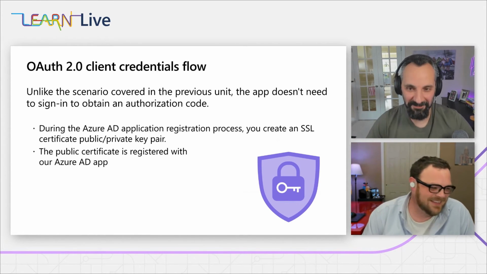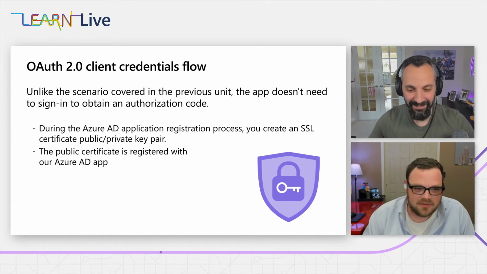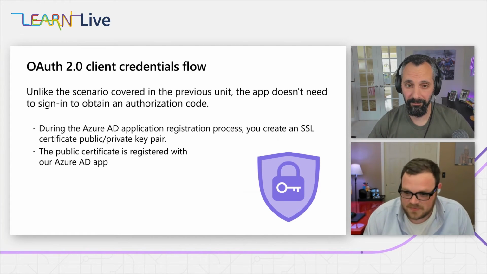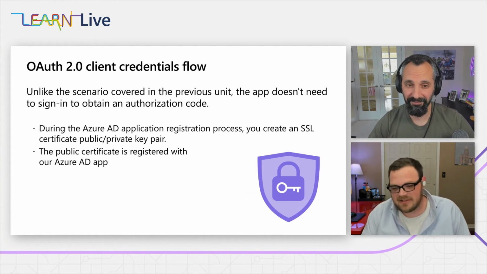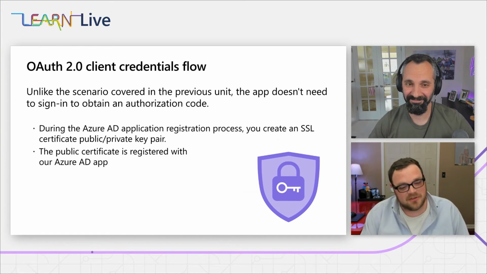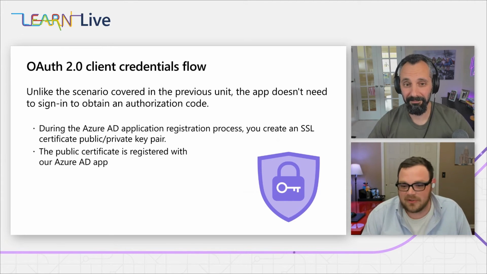In order to enable this, we're going to use what's called the OAuth 2 client credentials flow. And client credentials flow is one of the easier flows in terms of implementation because essentially at the end of the day, it's a username and a password. We don't call them usernames and passwords. We call them client IDs and client secrets or app IDs and app secrets. But ultimately, it is essentially a username and a password.